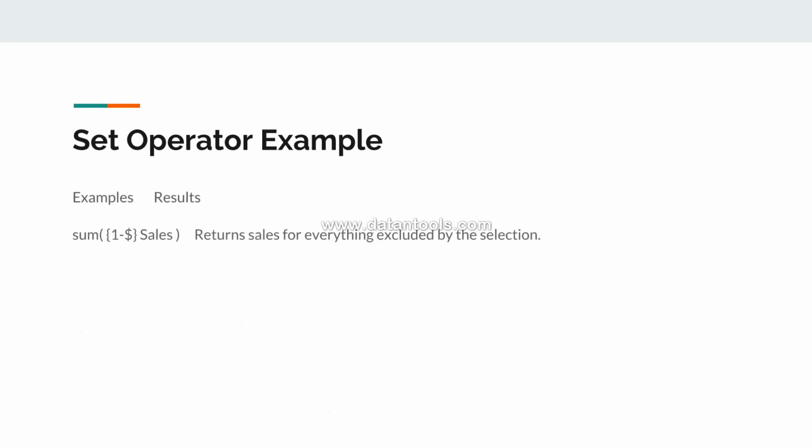So first example is, as you would see, 1 minus dollar and then sum of sales. It returns the sales for everything excluded by the selection. And if you have followed my previous videos, you would get it very quickly what it is. So I'm not going to explain those again, but if you have not seen that, I would suggest you see my set identifiers video, which I've already posted, and then see this.